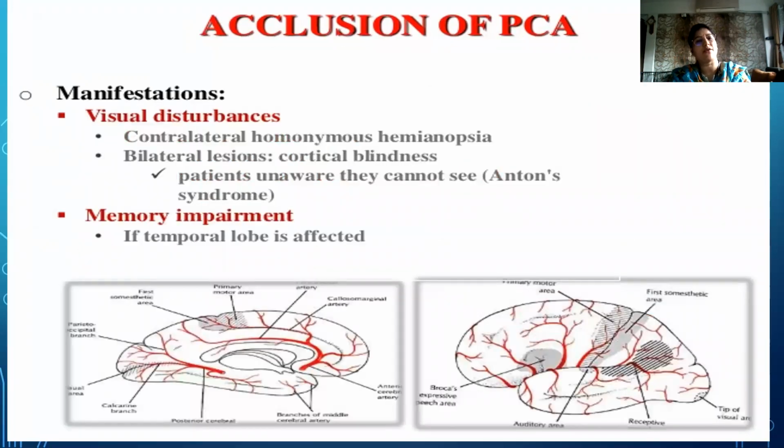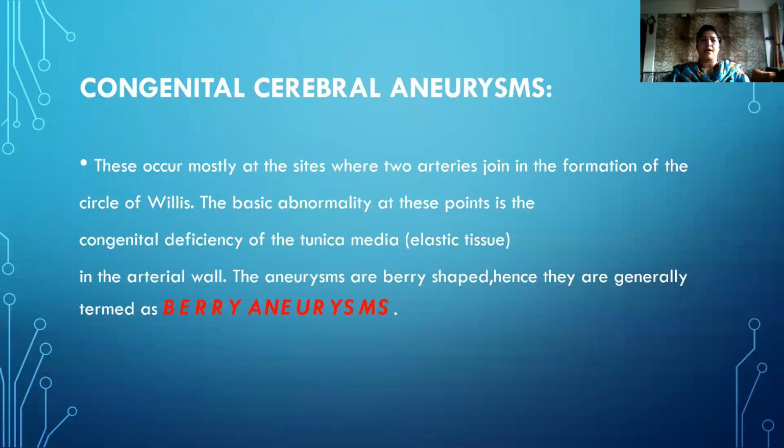What will the posterior cerebral artery do? It manifests visual disturbances and memory impairments in the form of hemianopia, and bilateral lesions will cause cortical blindness, which is called Anton's syndrome. Memory impairment is a temporary loss of function.